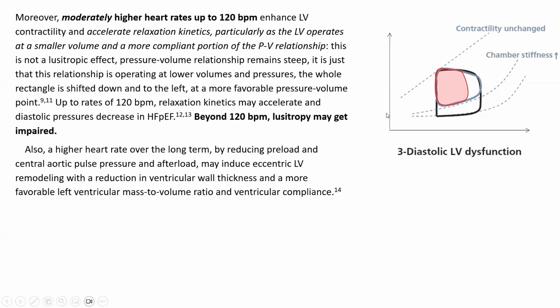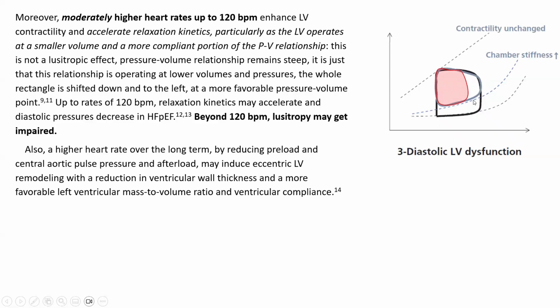And here is some pathophysiology data. Moderately high heart rate up to 120 beats per minute in heart failure with preserved EF enhances LV contractility and accelerates relaxation kinetics, particularly as the LV operates at a smaller volume, this red pressure volume relationship instead of the blue one. So the LV will operate at a smaller volume and therefore at a more compliant portion of the pressure volume relationship. This is not a lusitropic effect.